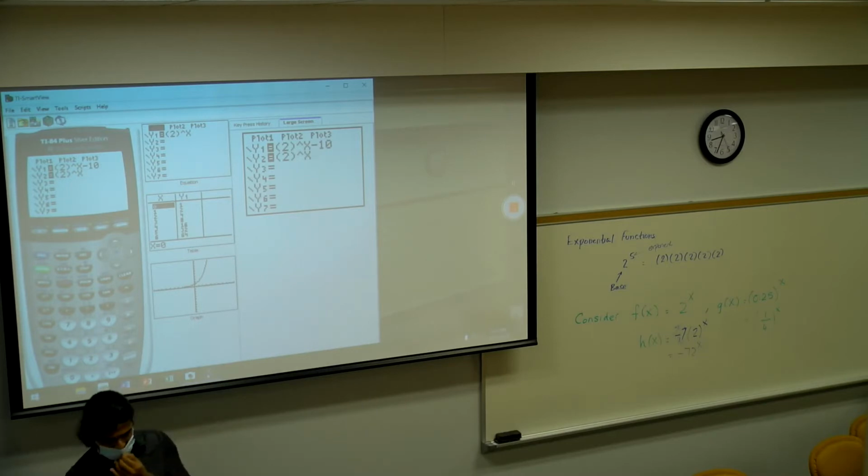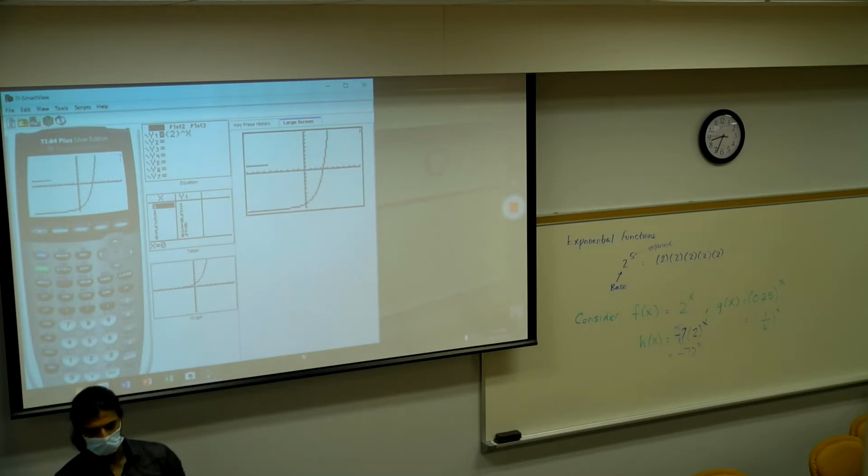Same 2 raised to x, and I'm going to add 2. What do we expect to see? It'll also have an asymptote, but this time the asymptote is going to be at y equals 2. Good.